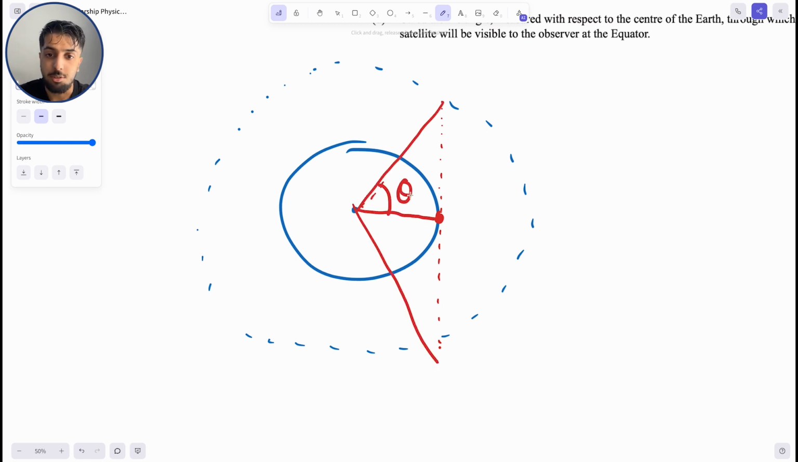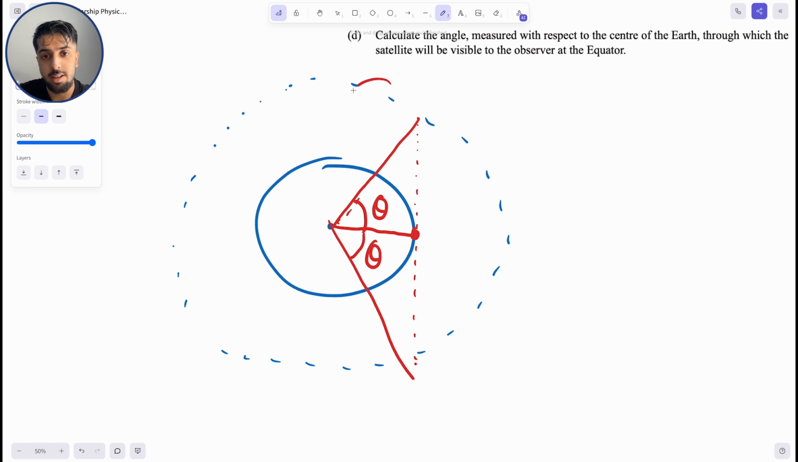This is going to be angle theta, and this is also going to be angle theta. And so once the satellite moves past this point right here, the person will no longer be able to see the satellite. And so we're trying to find what that angle is.